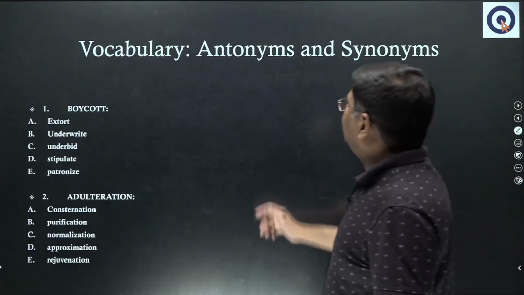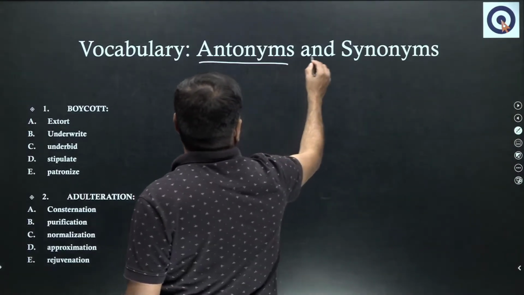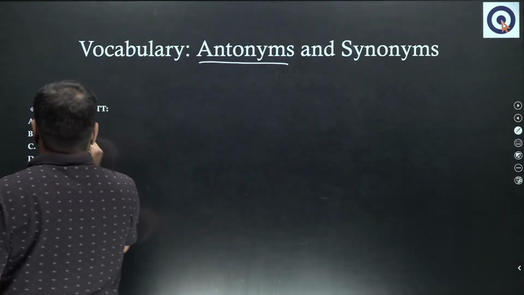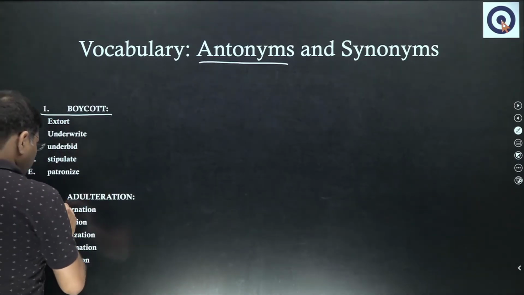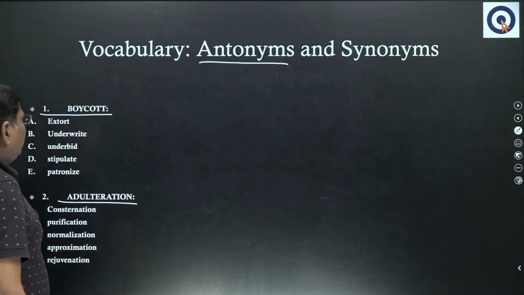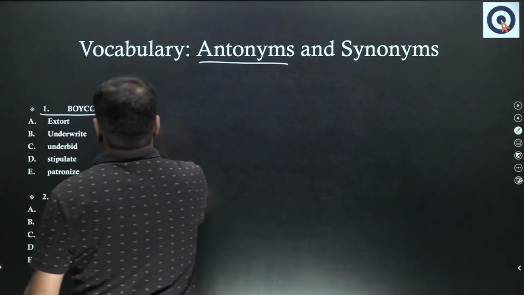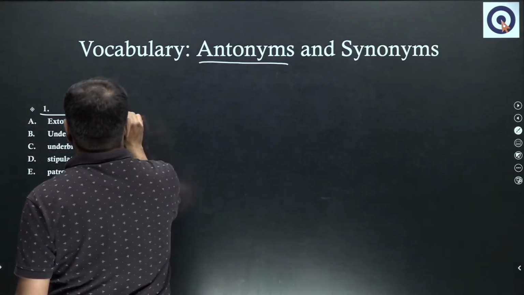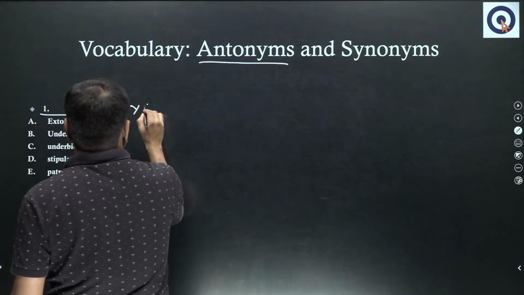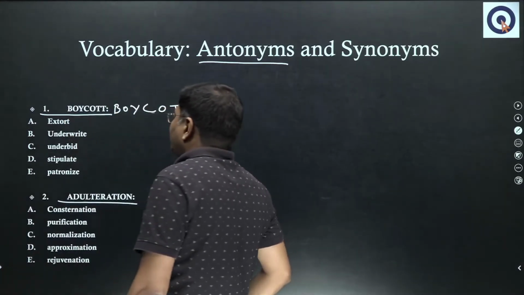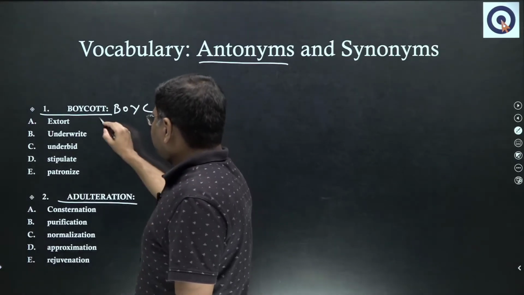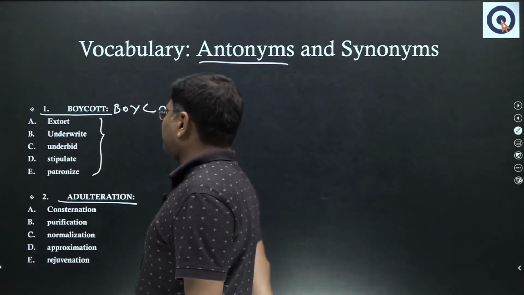So here you have antonyms, because these questions are antonyms. So question number 1, the word is boycott. Question number 2, the word is alliteration. So the word is boycott. The spelling is correct. So you have to boycott, and which is the opposite of boycott here?